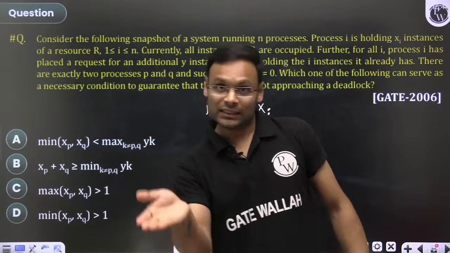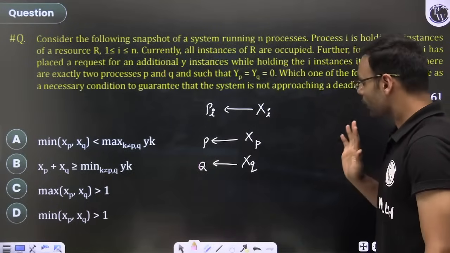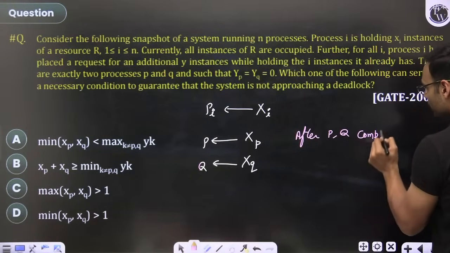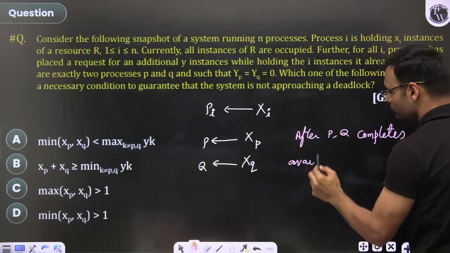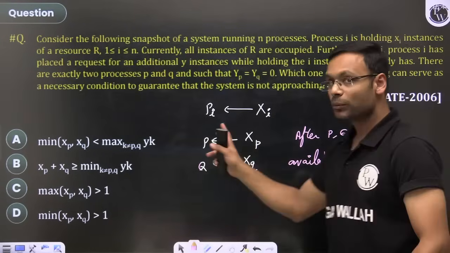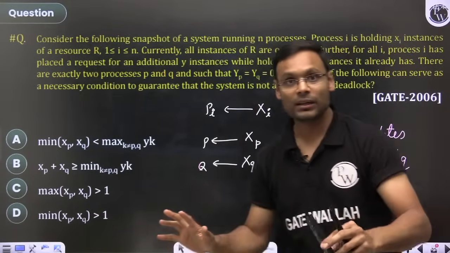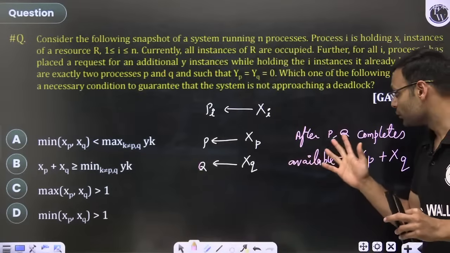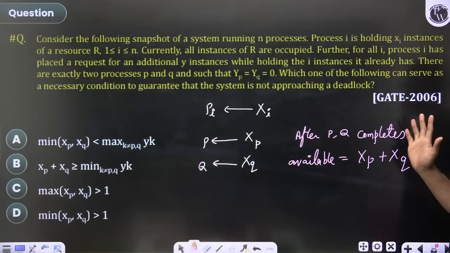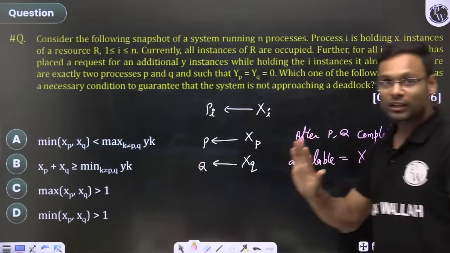When they complete, they'll release their resources. P will release xp, Q will release xq. So after P and Q complete, how many available resources will there be? My available resources will be xp plus xq. Why? Because before P and Q completed, it was clearly mentioned that all instances of R are occupied, so no instance was available. Now after P and Q completed, all instances given to P and Q are free. If P and Q release xp and xq, these are the total available resources.